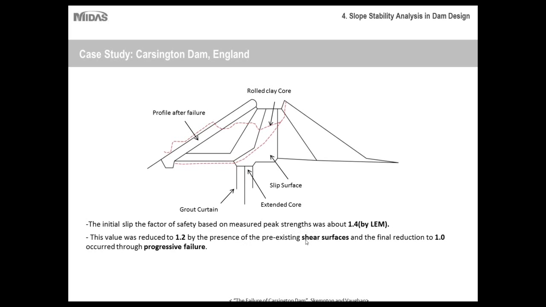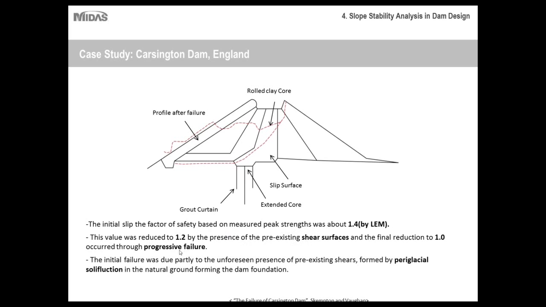So what was the cause of these pre-existing shear surfaces? They were formed by something called periglacial solifluction in the natural ground forming the dam foundation. Periglacial solifluction is a result of water in the soil being periodically frozen and unfrozen. So this dam was built in a seasonal area. It had a winter and a summer, and over those periods, when the water in the pores of the dam was frozen, it created additional shear forces acting in the dam.